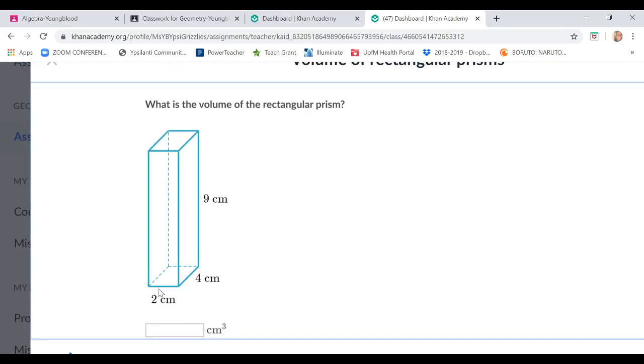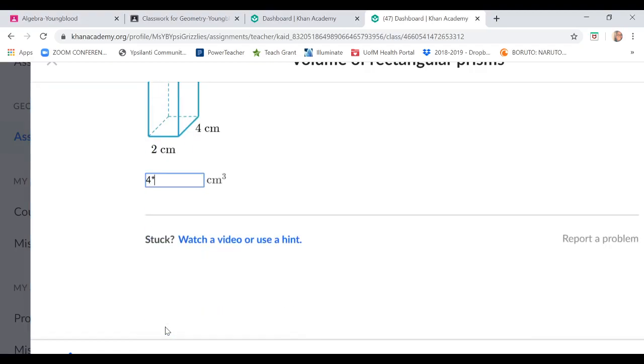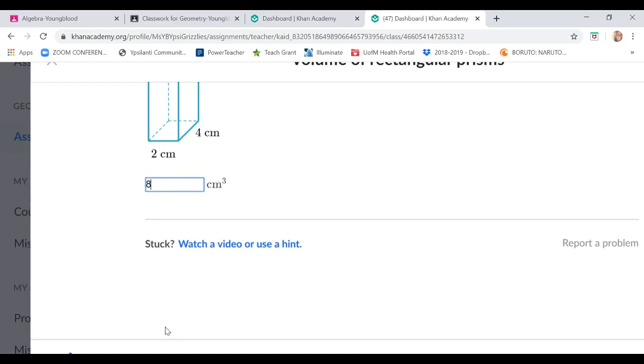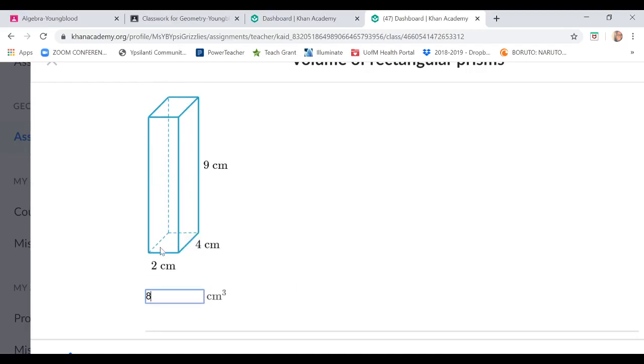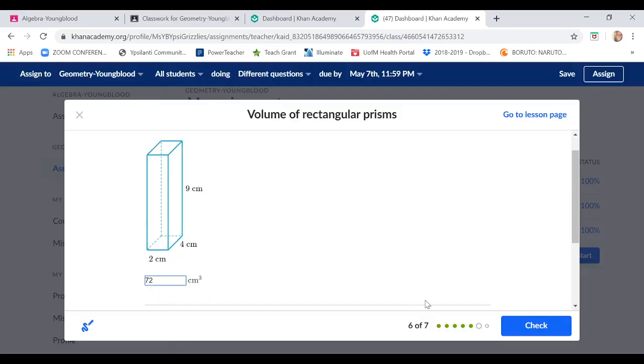Two more. This one, we have this base, 4 by 2. We're finding the area of a 4 by 2 rectangle, which is 8. We have our 4 by 2 rectangle here, so this area is 8, and this area is 8. This is the height that connects the two bases. So we're going to do our area times our height. 8 times 9 gets us 72 cubic centimeters.